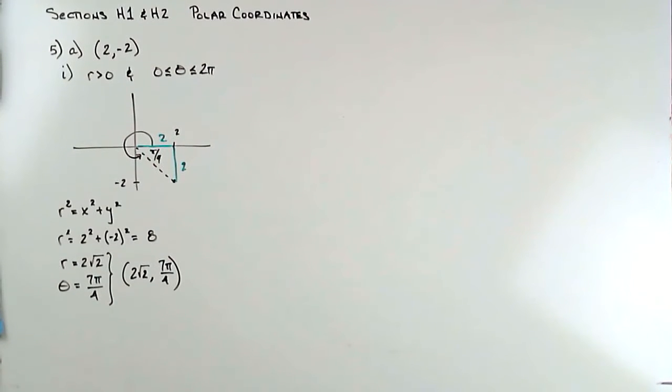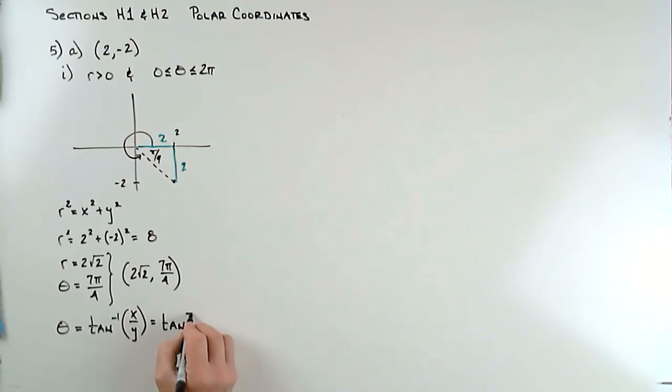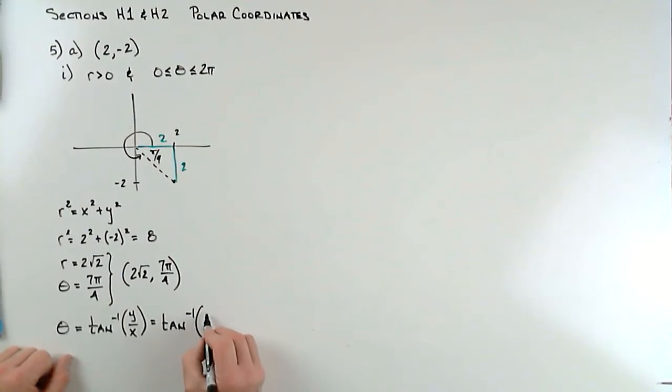Now, we could use the rule that says theta equals the inverse tangent of x over y, which in our problem is going to be the inverse tangent of x... this is supposed to be y over x, right? My brain is screaming at me like you were screaming at the screen. So this is going to be -2 over 2.